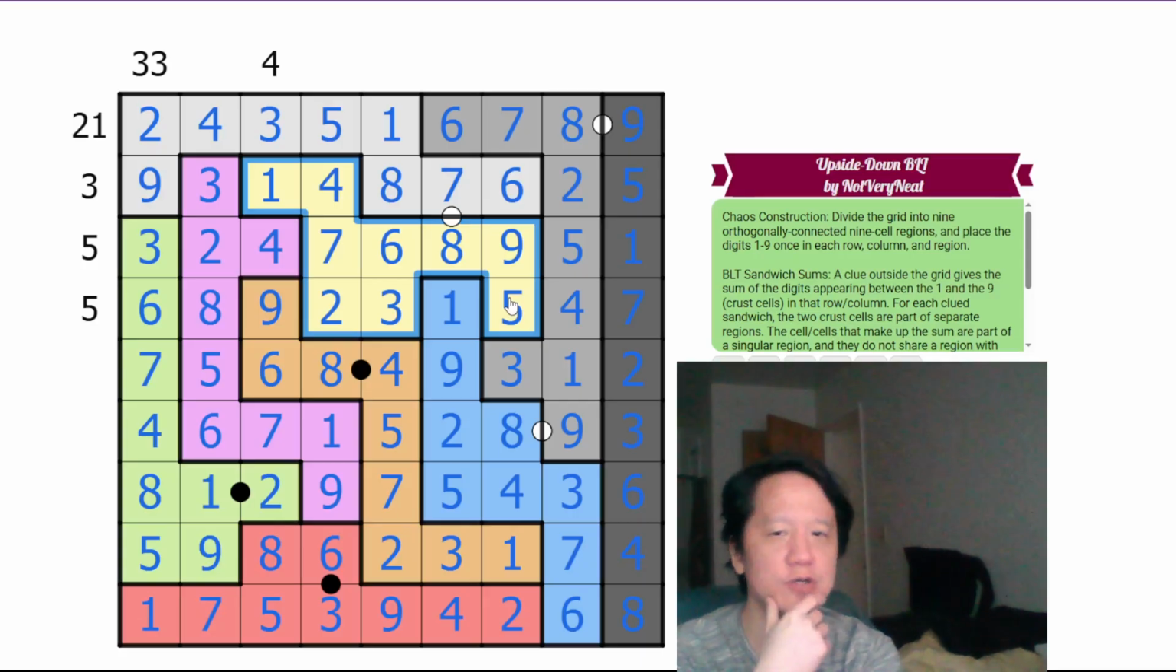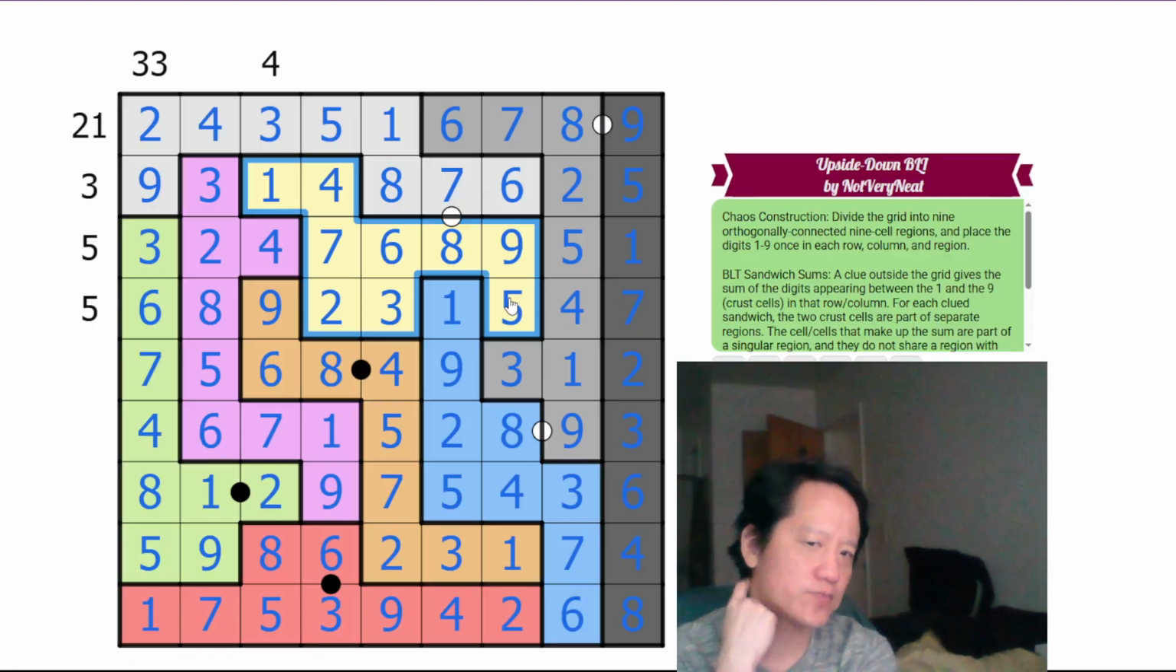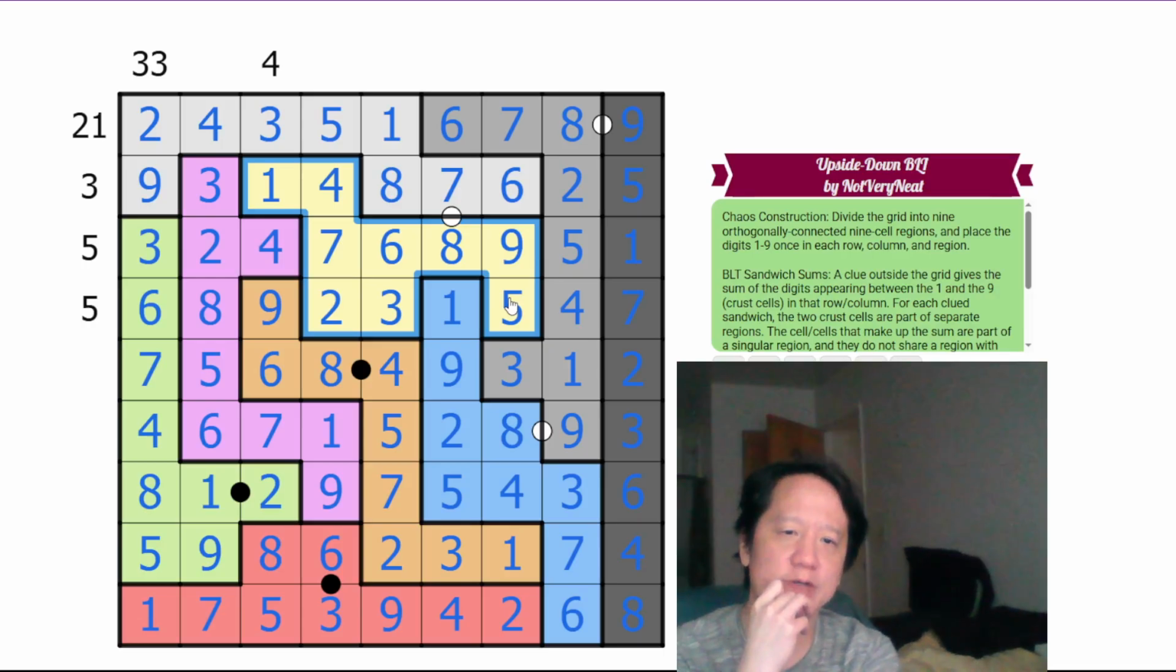Still, really cool use of the BLT sandwich region restriction. That was a pretty interesting way to get the regions. And yeah, just overall, pretty cool setting here.